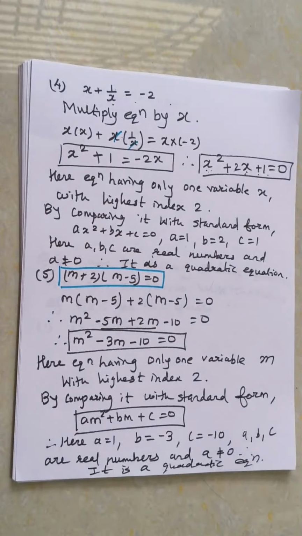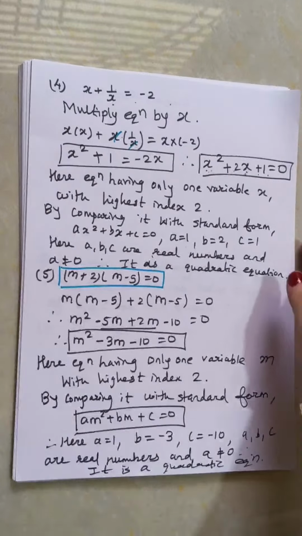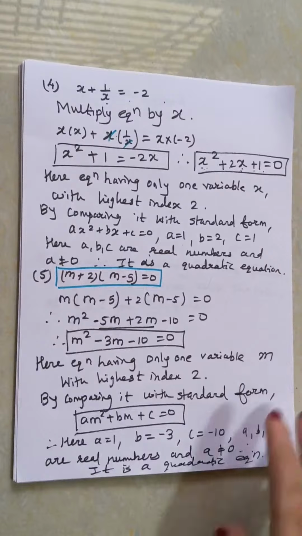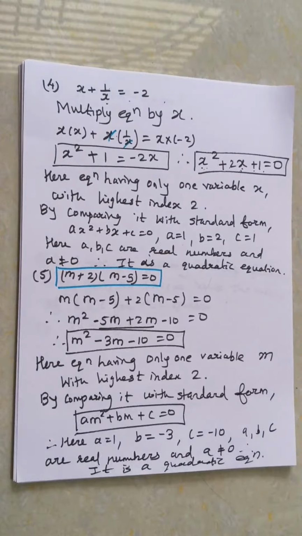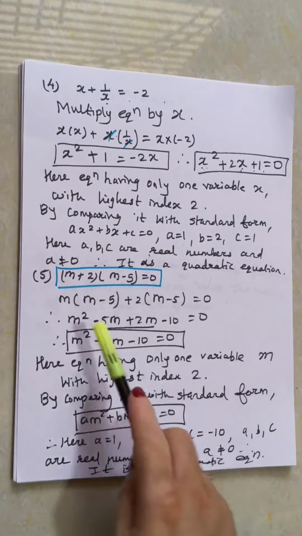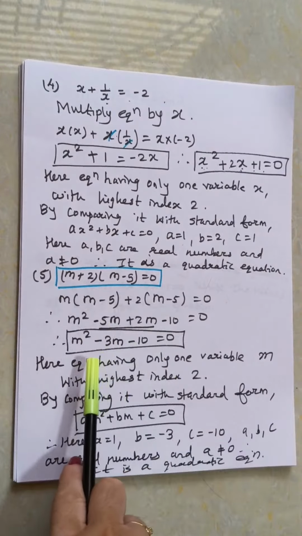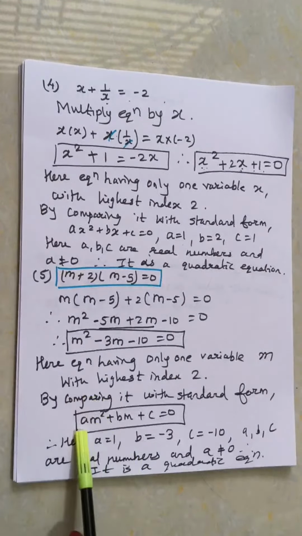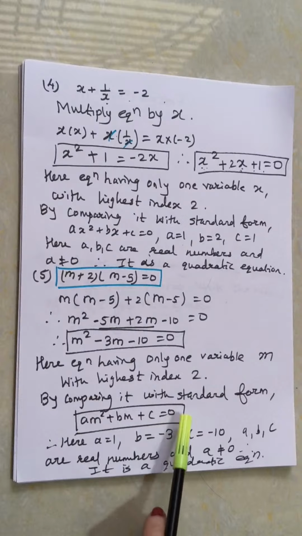So everybody understood? Please reply. What we have done, we have opened the bracket. Those who have joined just now, do like the video and please reply fast to me whether you are getting or not. First we open the bracket, we got standard form which was a m square plus b m plus c.